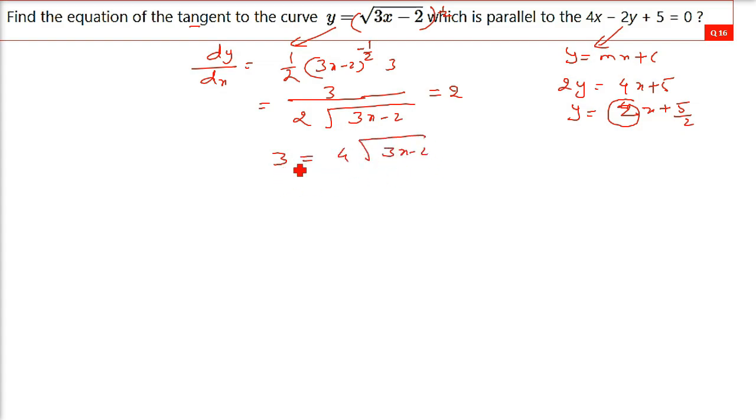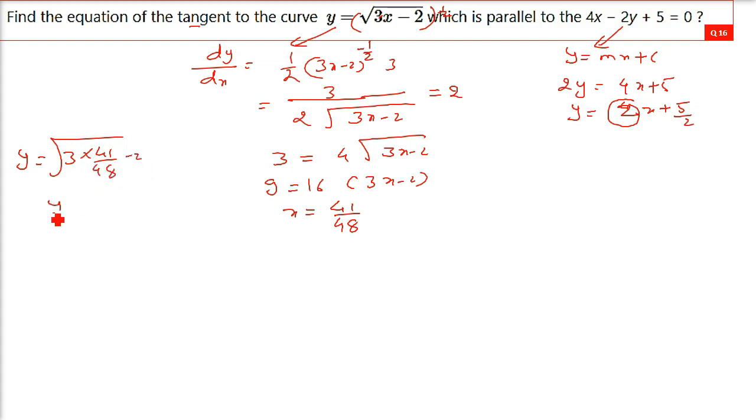So what do you get? 3 squared is 9, 4 squared is 16, 3x minus 2. When you solve it, you'll get x as 41 by 48. You can just do it by yourself also: 9 by 16 plus 2, and whatever is coming divided by 3. Now in order to find y, just put this x in the original equation. So what do you get as y? It is 3 by 4.